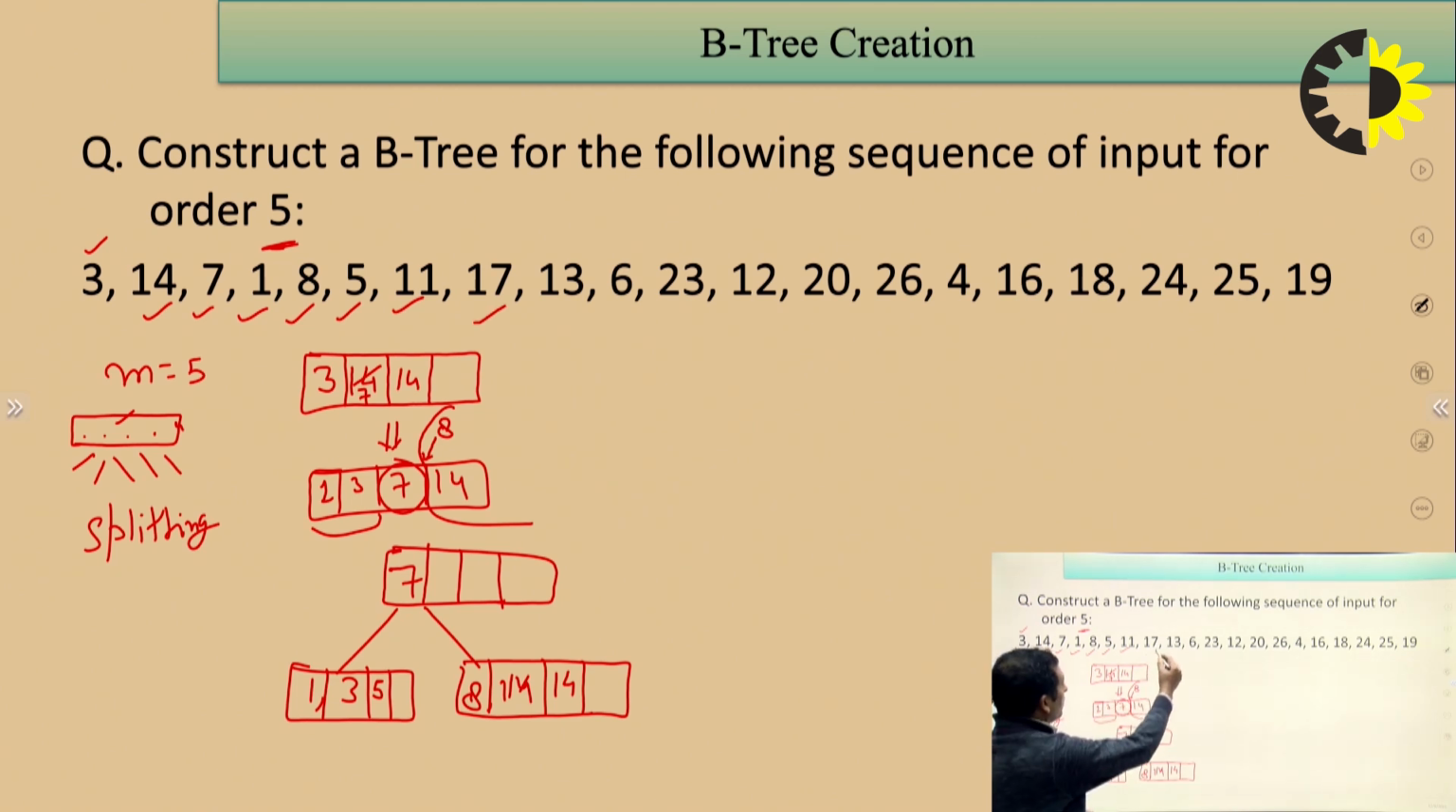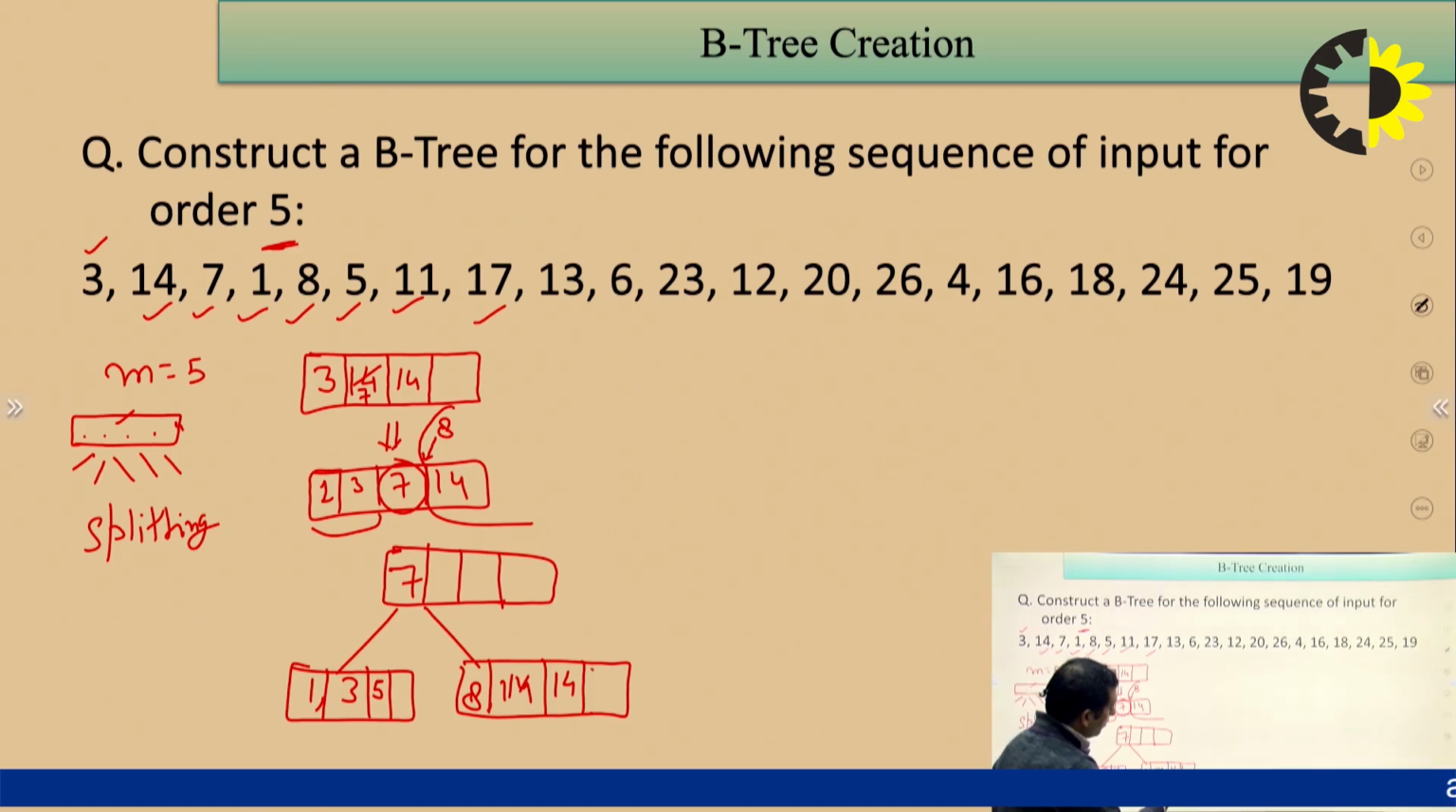Now 17 is greater than 7, so go to the right side. 17 will come here, there is a space. Now 13. Just look, 13 is greater than 7, so right side, but there is no space to keep the value 13. But if there were a space, then where would 13 come?